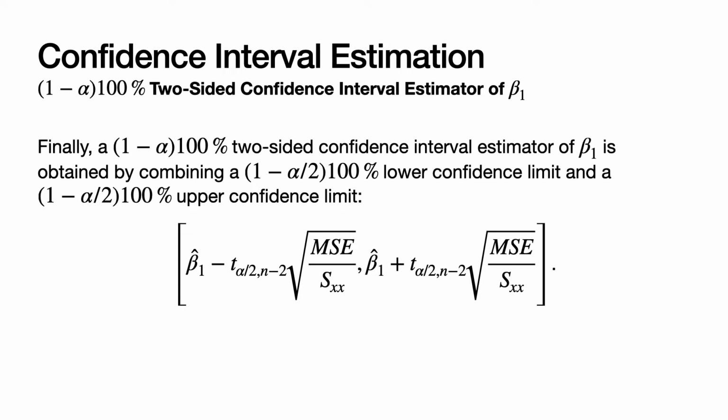S sub xx. Now, what I want to point out here in this expression for the two-sided confidence interval is that we have alpha over 2 in the subscript of t. In each of the one-sided confidence intervals on the previous slides, we just had alpha, but because we have a two-sided confidence interval, we have to divide that alpha in half.